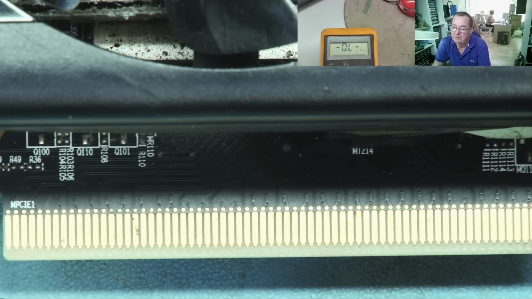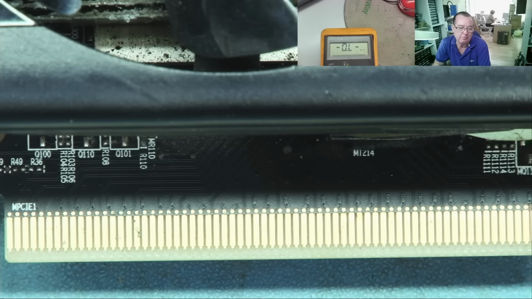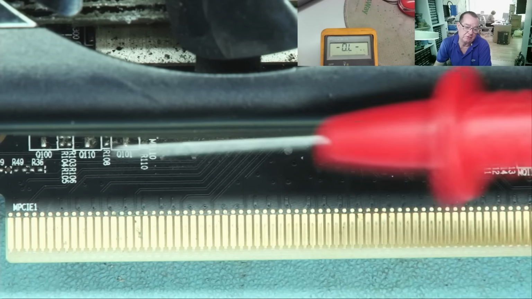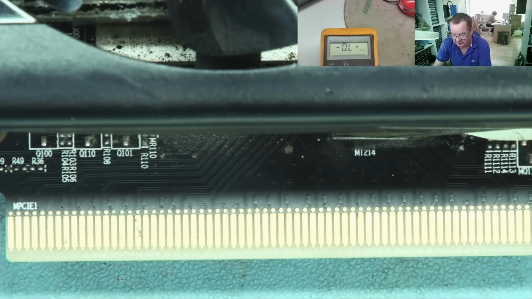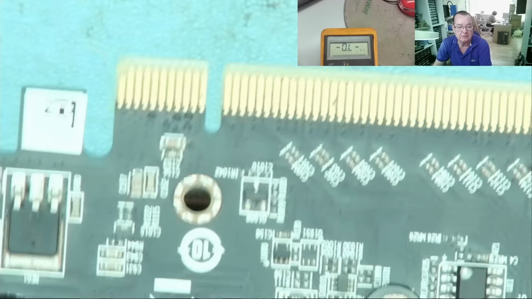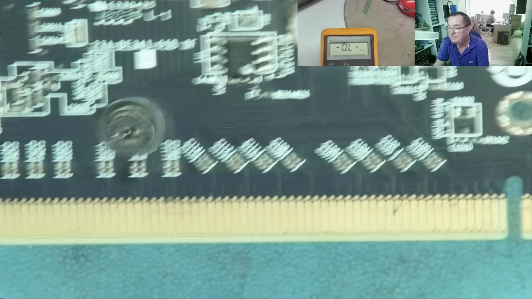One side are the data transmitting to the graphics card from the CPU, and the other side are the ones coming the other way from the graphics card to the CPU. So if you look on the other side, you'll see again the PCIe lanes.